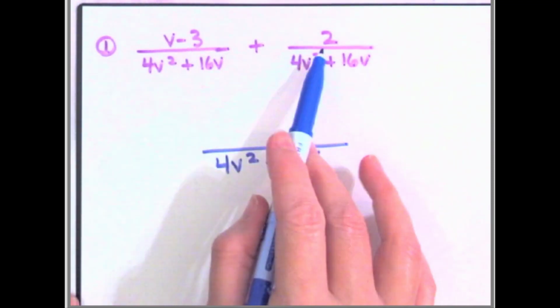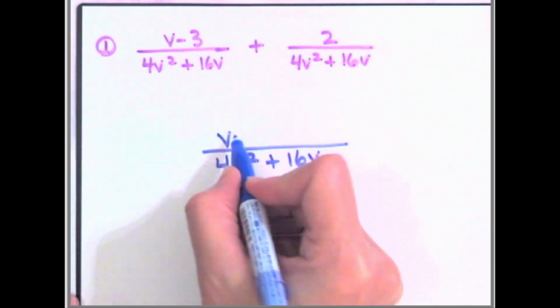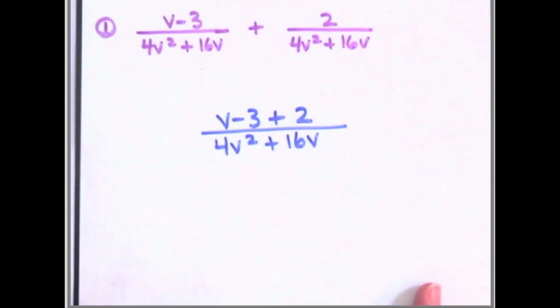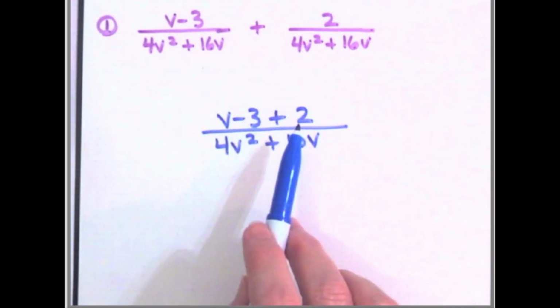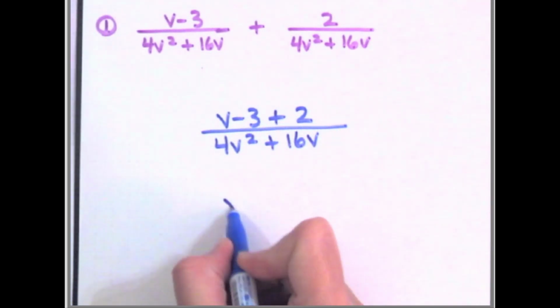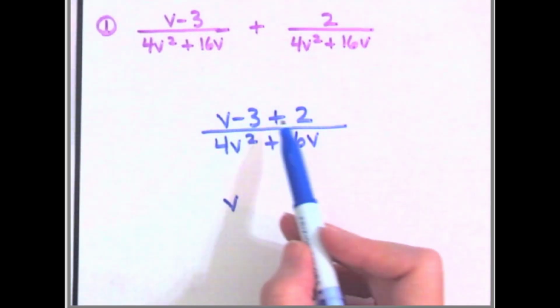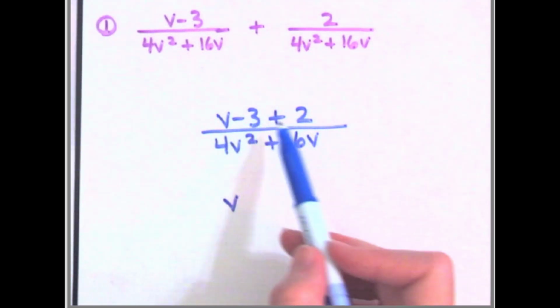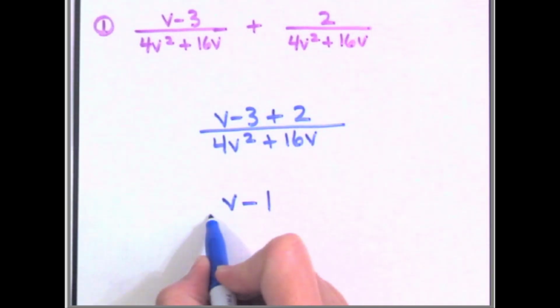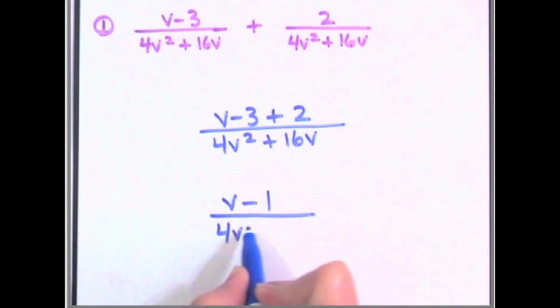And then I'm going to add my numerators. So I have v minus 3 plus 2. Then we simplify our numerator. I don't have another v expression, so I'm just going to bring down the v. In this step, we are adding like terms. I have a negative 3 plus 2, so that's going to be negative 1 all over my denominator.